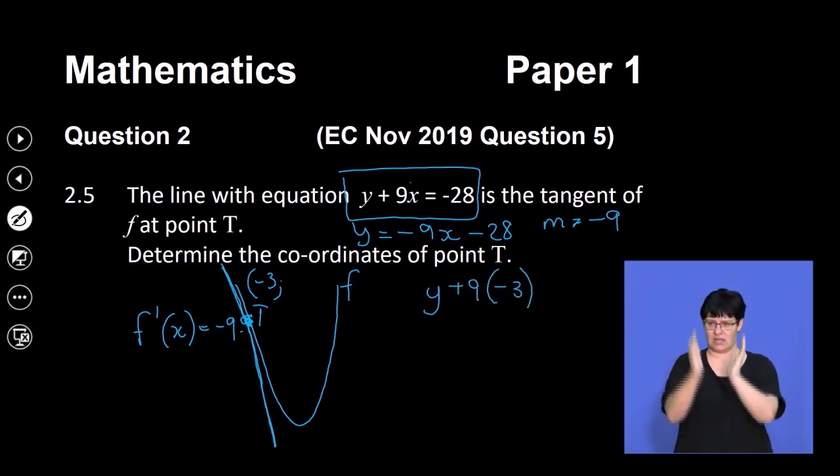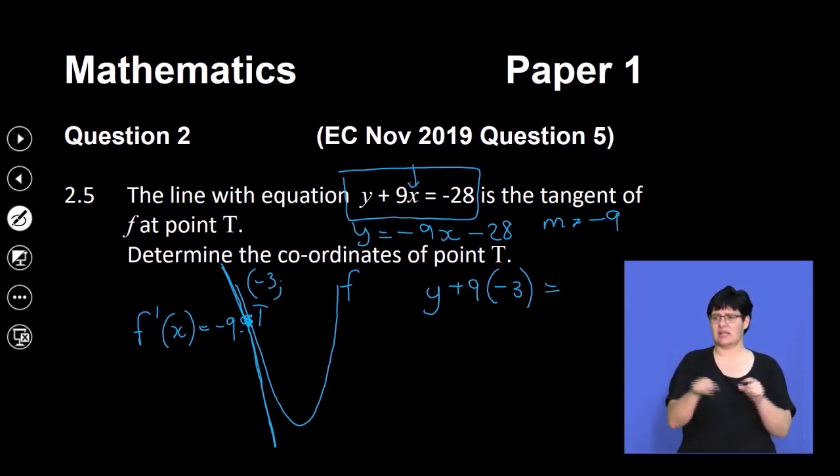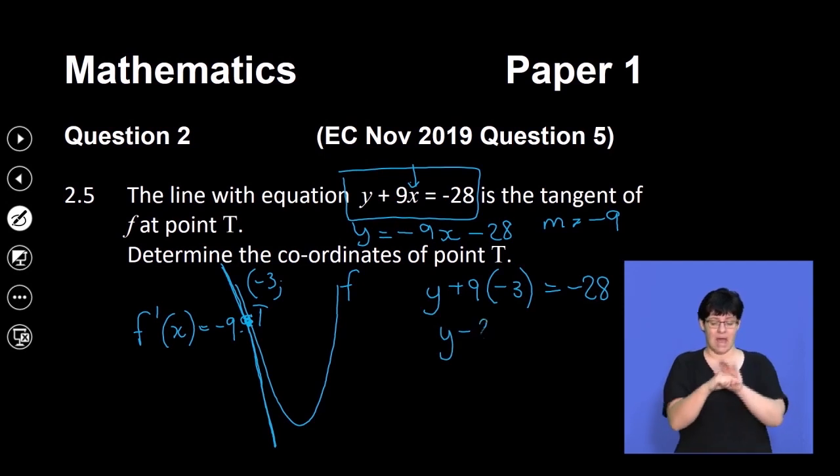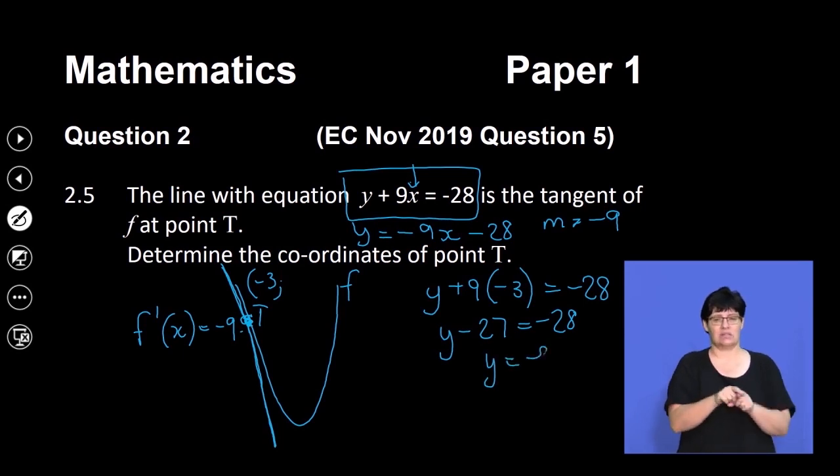So I've subbed my 3 into that x over there, which is equal to negative 28. So this is y minus 27 is equal to minus 28. So y is equal to minus 28 plus 27, and that gives me negative 1. And that's the y-coordinate of that point.